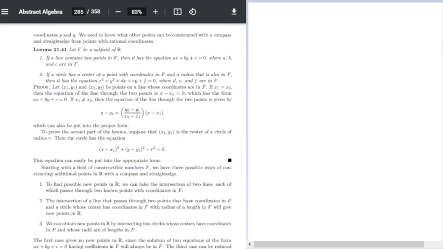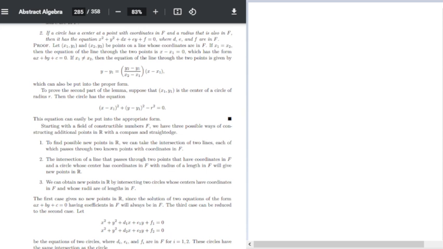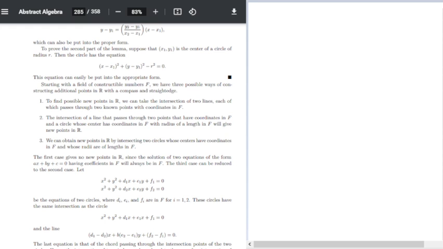To prove the second part of the lemma, suppose that (x1, y1) is the center of a circle with radius r. Then the circle has the equation (x minus x1) squared plus (y minus y1) squared minus r squared equals 0, and the equation can easily be put in the appropriate form. Starting then with the field of constructible numbers F, we have 3 possible ways of constructing additional points in R squared with a straight edge and compass.